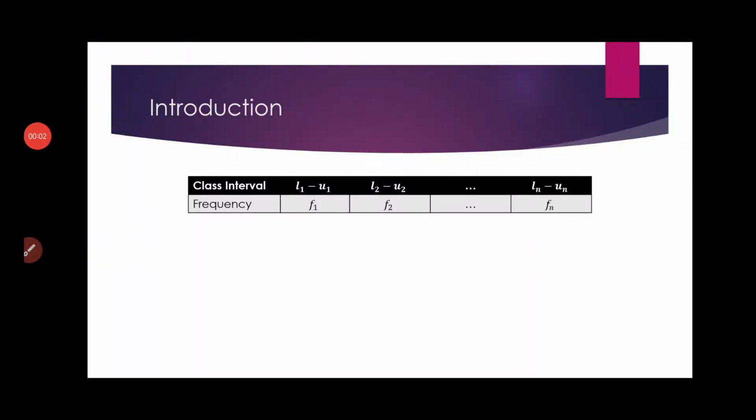Now let us try to find out the median, quartile, decile or percentile of grouped data. Let us be given this kind of a table where the class intervals are given. L1, L2, Ln are the lower limits of the class intervals. U1, U2, Un are the upper limits of the class intervals. You already know how they are given. And F1, F2, dot dot dot, Fn are the frequencies of each and every single class.